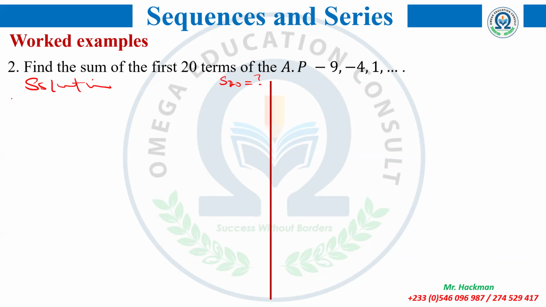So let's extract our sequence. Solution to question number 2, the sequence that we have: -9, -4, 1, and so on. Do we need to go and verify whether what we have there is an AP, like we did in the previous one? No. That's right, very good, you are doing well. So for an AP, S sub n, because you need the S sub n to find your S sub 20. So that is n over 2. Do you know the last term?